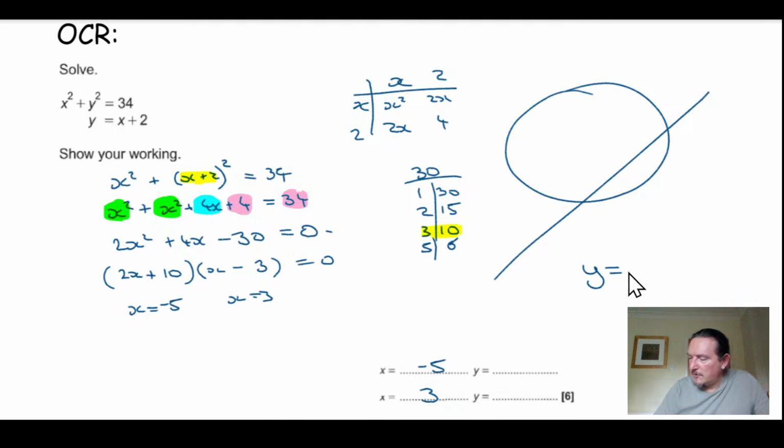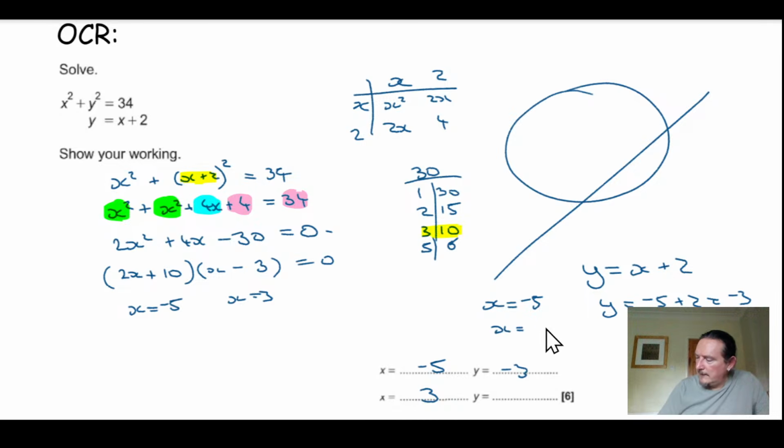So I'm going to plug it into y is equal to x plus 2 to find my corresponding values of y. So when I've got x is equal to minus 5, then y is going to be minus 5 plus 2, that's going to be minus 3, so minus 3 there. And when x is 3, then y is going to be 3 plus 2, that's going to be 5. So they're my values.